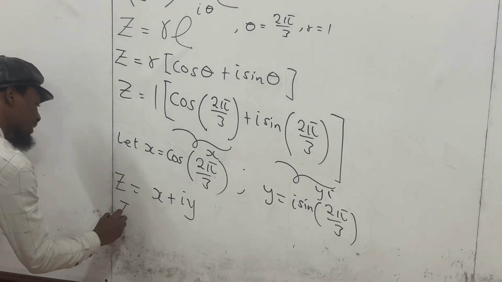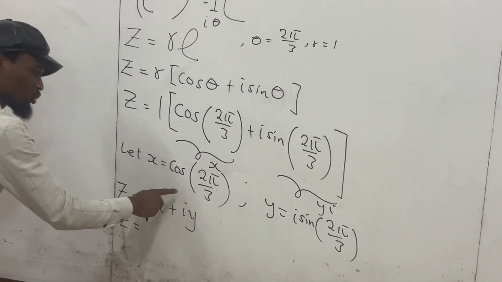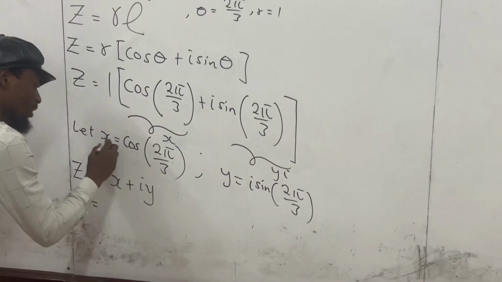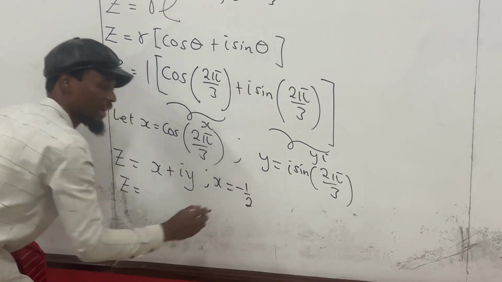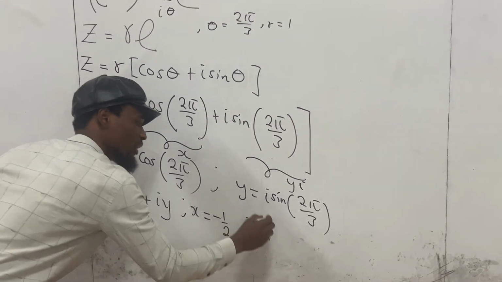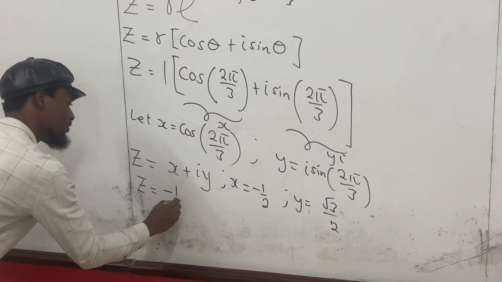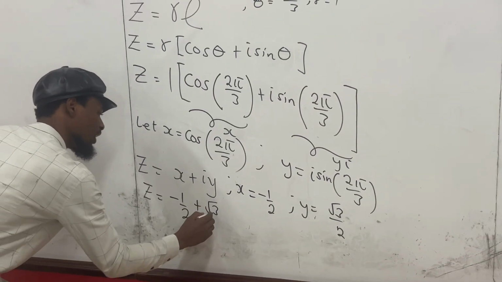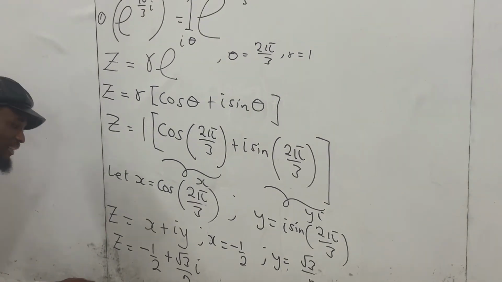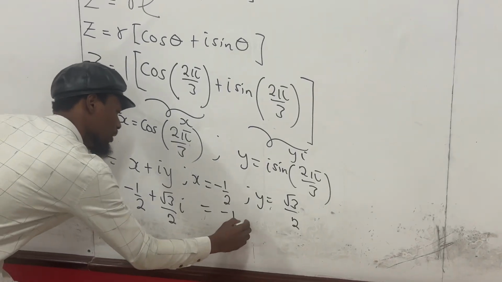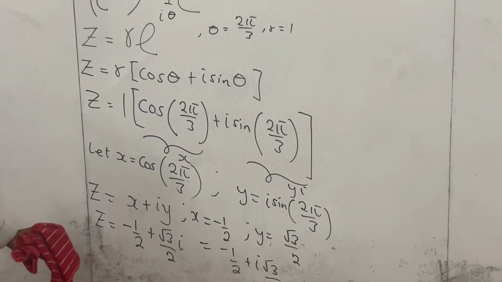So therefore, I see that z is given by x plus y. When you evaluate this, x is equal to negative half. Now, when you evaluate y, you should get root 3 over 2. So therefore, your final answer becomes negative half plus root 3 over 2 times i. As simple as that. And this is just the same as negative half plus i root 3 over 2. This is the end of the question.